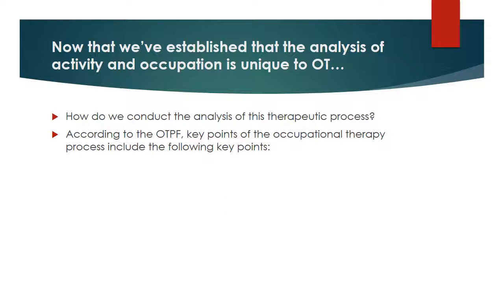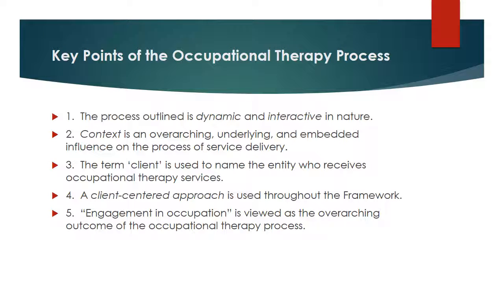So now that we've established that the analysis of activity and occupation is unique to OT, how do we conduct the analysis of this therapeutic process? When we say therapeutic process, we're referring to evaluation, assessment, and outcome. According to the OTPF, key points of the OT process include the following key points. Now, we covered all of this information up to this point in our last class, so this should be a review. But let's go back over the key points of the OT process.